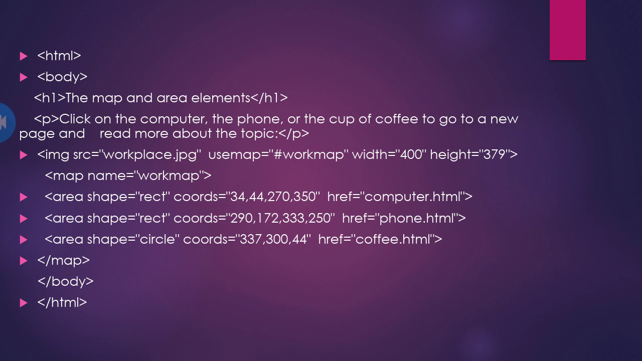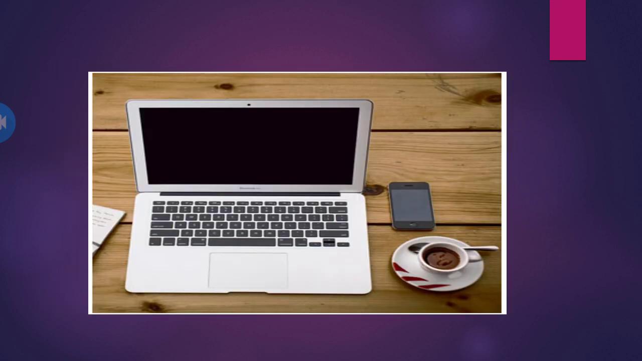Next, I have taken a complete example. I have done a mapping by using this image. For example, we have this image. In the image, there is a laptop, a phone and a cup. It is your choice, whatever you want to do. You can apply mapping on different parts of the laptop. You can also apply mapping on the phone. When you click on the laptop, it will display information regarding the laptop. So you can select the area of the laptop.